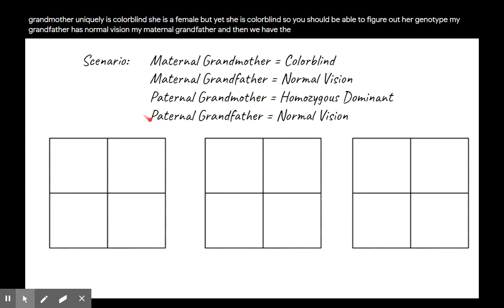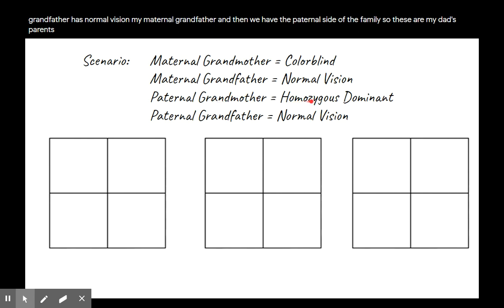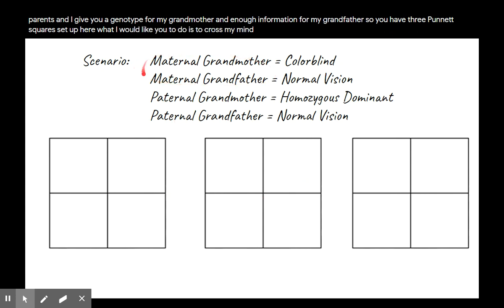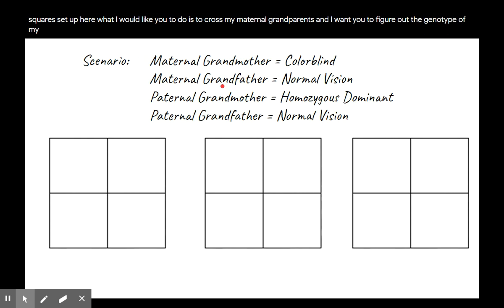And then we have the paternal side of the family. So these are my dad's parents. And I give you a genotype for my grandmother and enough information for my grandfather. So you have 3 Punnett squares set up here. What I would like you to do is to cross my maternal grandparents, and I want you to figure out the genotype of my mother. Use another square to cross my paternal grandparents and figure out the genotype of my father.